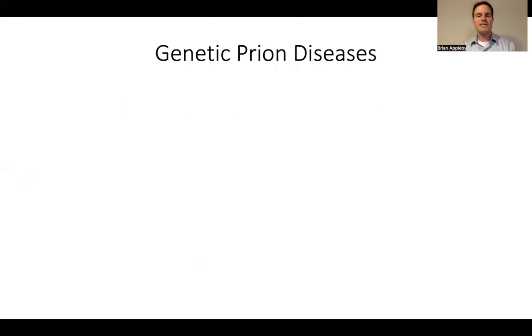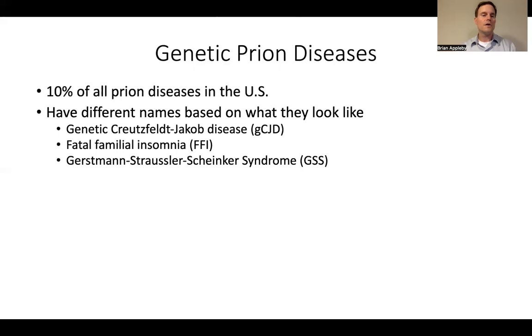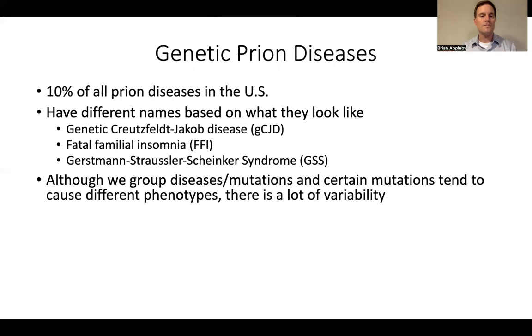So genetic prion diseases as a group make up about 10% of all prion diseases in the US. 90% are sporadic, meaning that there's no known cause, but they're definitely not due to a genetic mutation. They have different names based on what they look like clinically and also underneath the microscope. So for example, there's genetic CJD, fatal familial insomnia, and Gerstmann-Straussler-Scheinker syndrome. And we'll talk about each of those in detail later on.